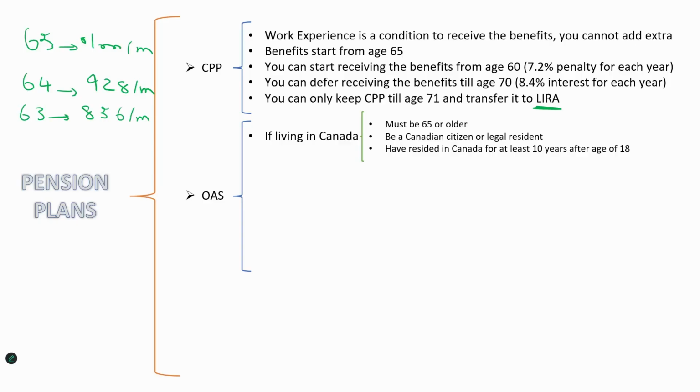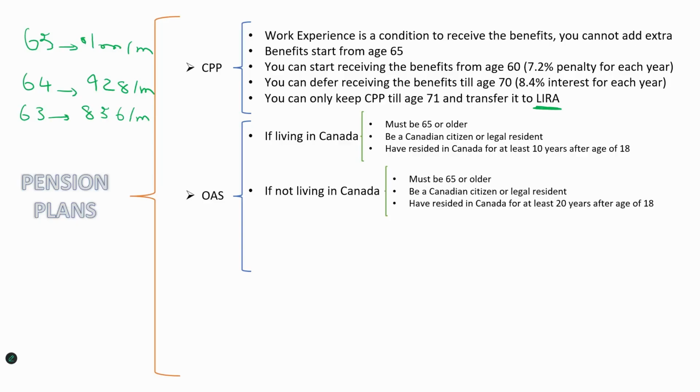And if you want to get the maximum amount, you have to live in Canada for 40 years after age 18. But let's say when I retire and I'm at age 65 or 66, I decide to go to another country, right? And I don't want to live in Canada anymore. In that case, you must have lived at least 20 years in Canada.